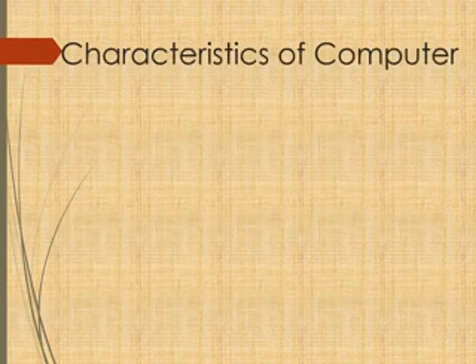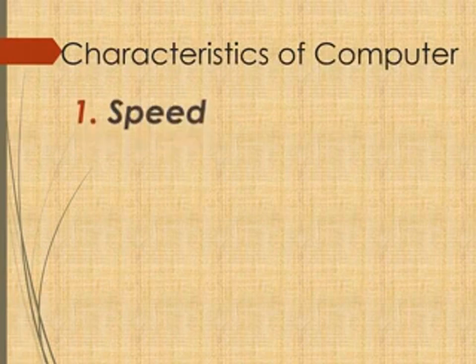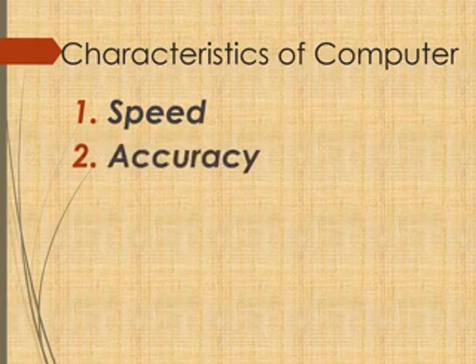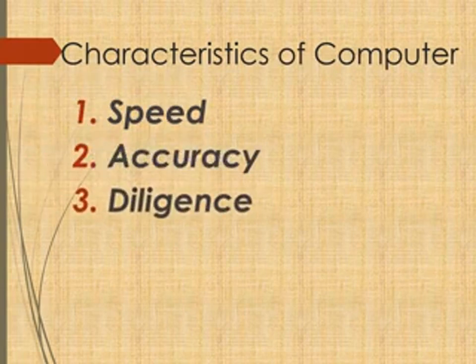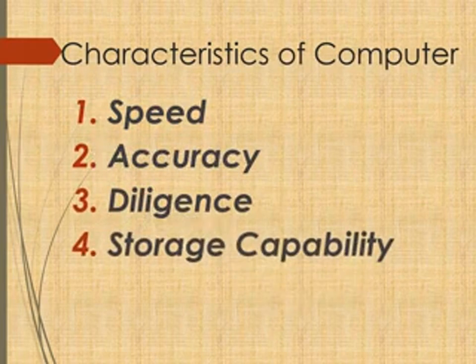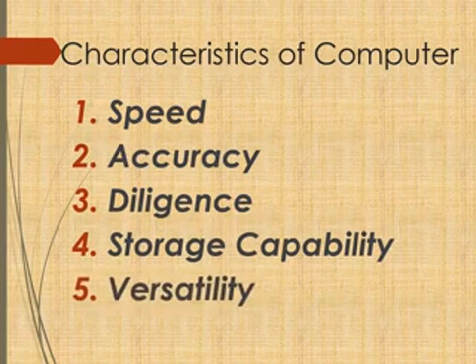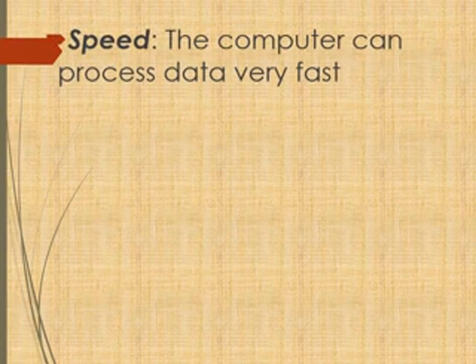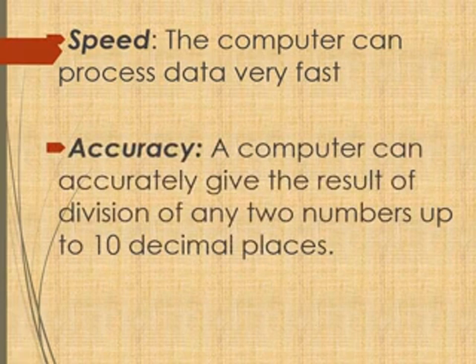Computers have characteristics. They have speed, they are fast, they are accurate, they are diligent, and they have very high storage capability, as well as being versatile. So they've got speed, accuracy, diligence, storage capacity, as well as versatility. Let me explain further. What is speed? The computer can process data very fast. That is what speed is.